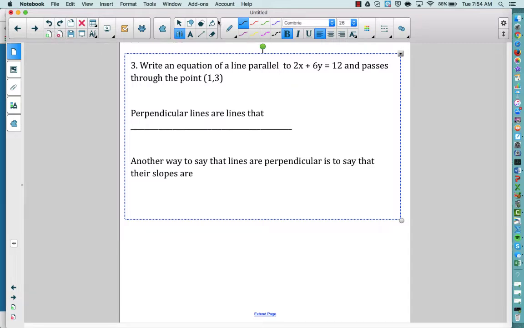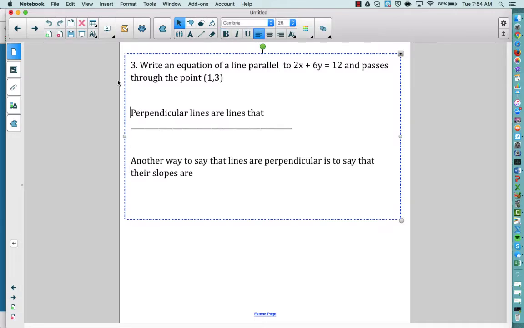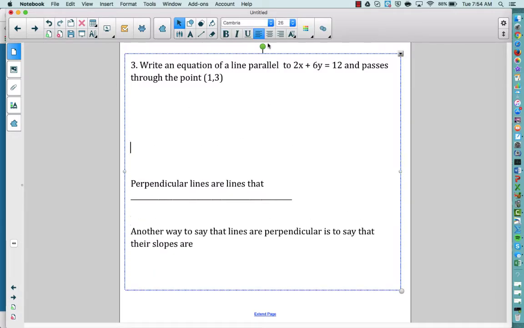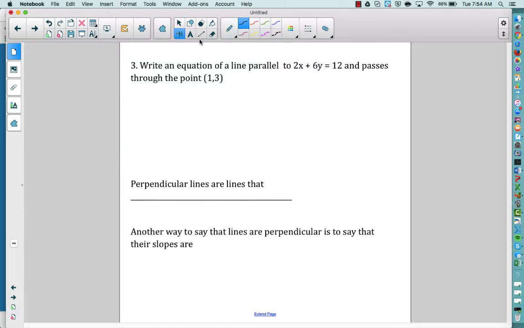All right, so you're back. And actually, I'm going to give myself some room here. Okay, so it says write an equation of a line that's parallel to 2x plus 6y equals 12, and it passes through the point 1, 3. Okay, so remember, my minimum I need is a point and a slope. Okay, I have a point, 1, 3, okay? Noticing that's not the y-intercept because x is not 0.